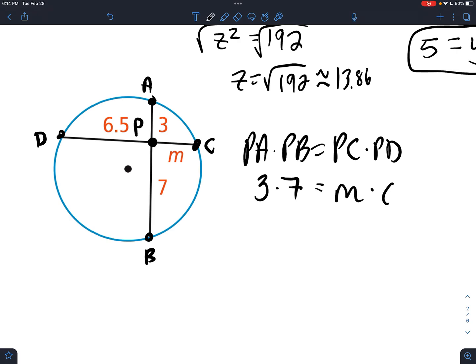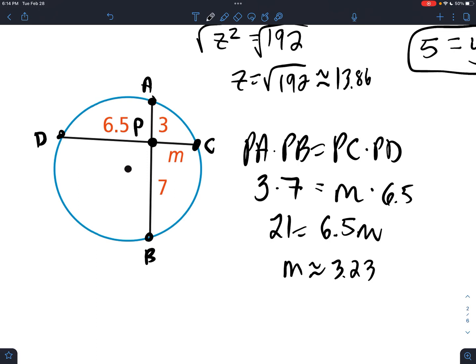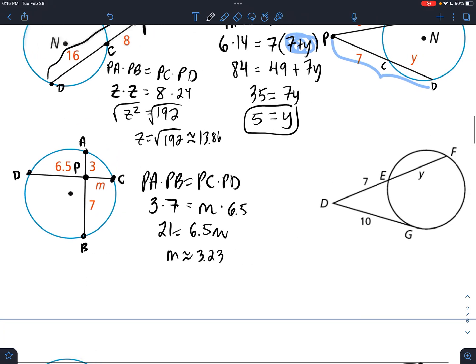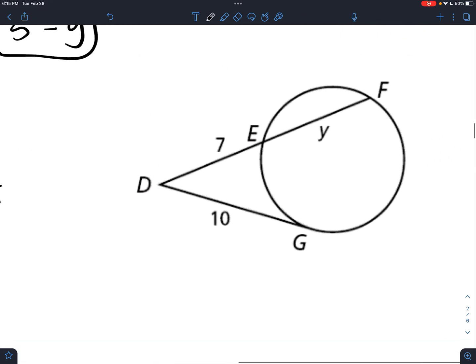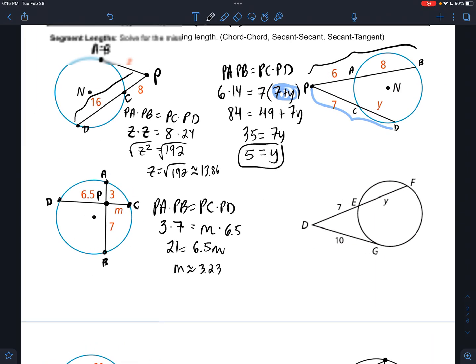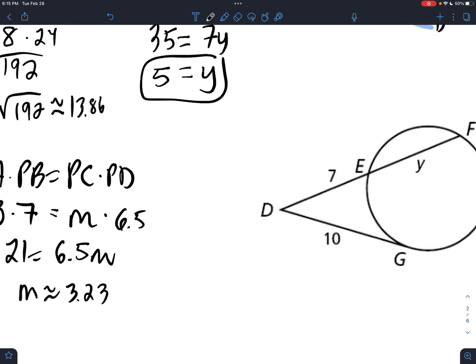So this one's a little easier. PA is 3, PB is 7, PC is M, and PD is 6.5. So 21 equals 6.5 M, and we could just divide and get that M is around 3.23. Okay, so we can find lengths of intersecting chords with this theorem, and it's really strong.